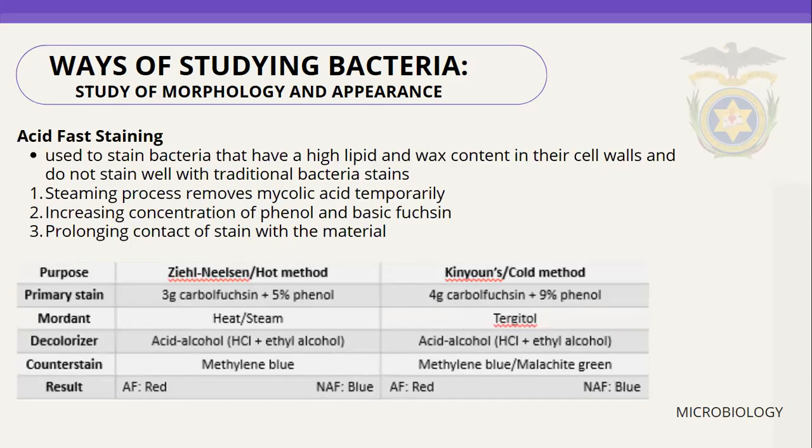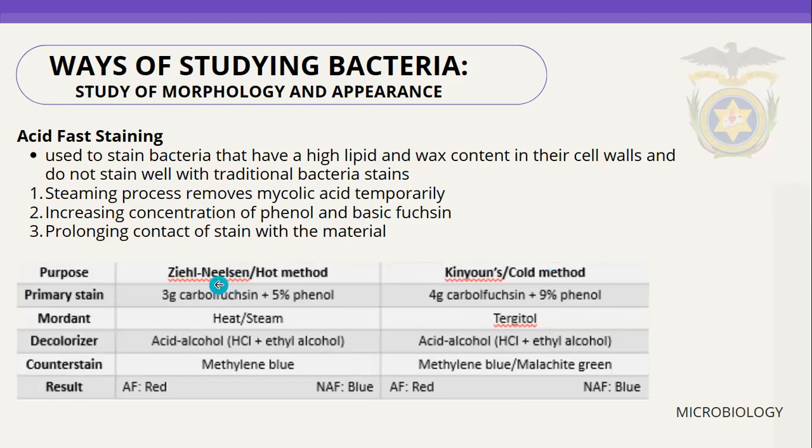Let's proceed to acid-fast staining. We use acid-fast staining to stain bacteria that have a high lipid and wax content in their cell walls and do not stain well with traditional bacterial stains. In acid-fast staining, remember that the steaming process temporarily removes mycolic acid, and that increasing the concentration of phenol and basic fuchsin and prolonging contact of the stain with the material also help.